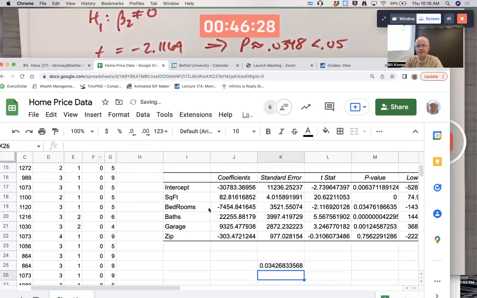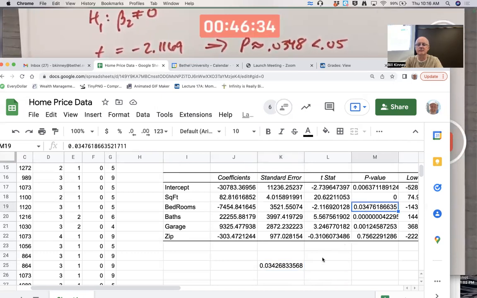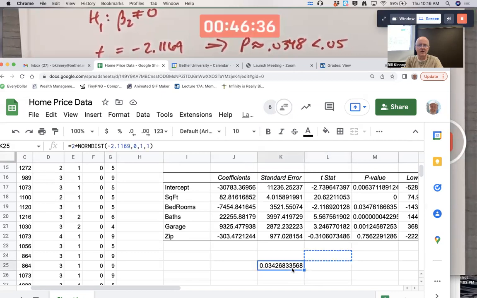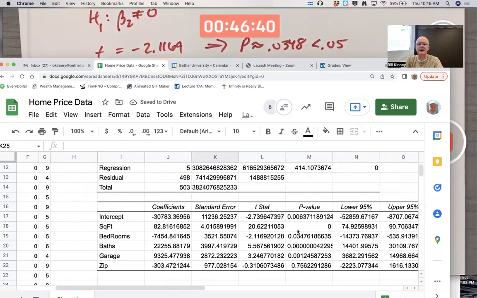Yep. That's pretty close to that. So yes, there's 498 degrees of freedom, but so big it doesn't make a ton of difference.